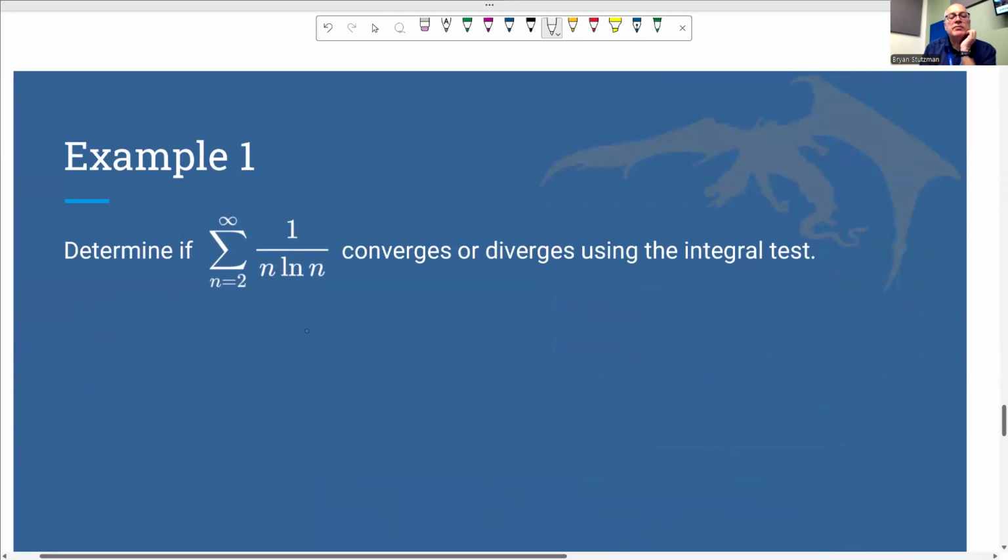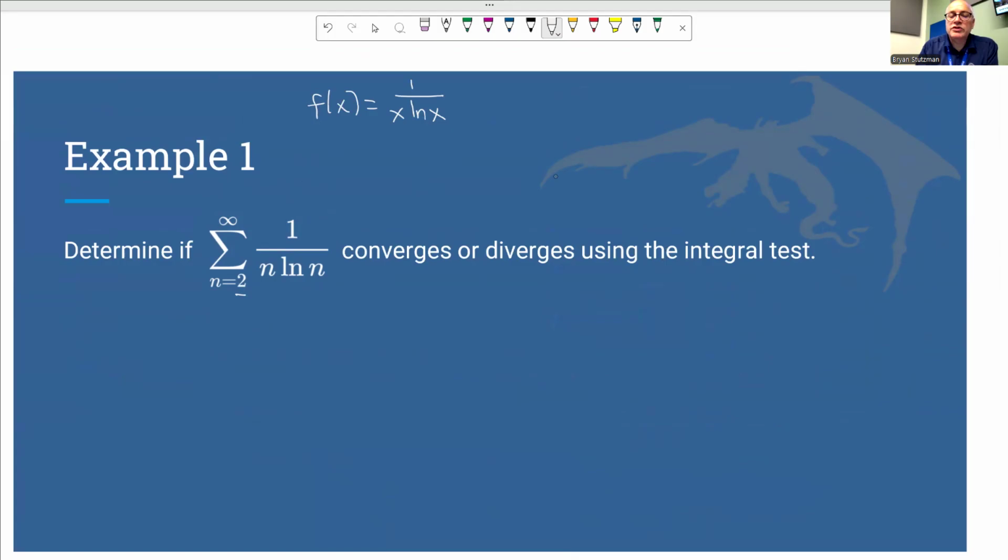Determine if the sum from n equals 2 to infinity of 1 over n log n converges or diverges using the integral test. We start at n equals 2 because when n equals 1, I'm dividing by natural log of 1, which is 0. So we're going to start a little bit later, start at natural log of 2. So my function f of x is 1 over x natural log of x.